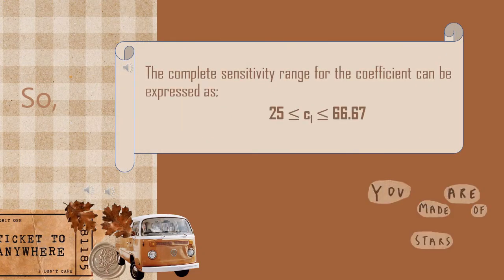So now the complete sensitivity range for the coefficient can be expressed as c sub 1 less than or equal to 66.67 but greater than or equal to 25. This means that the profit for a bowl can vary anywhere between $25 and $66.67, and the optimal solution point x sub 1 equals 24 and x sub 2 equals 8 will not change. Of course, the total profit or z value will change depending on whatever value c sub 1 actually is.